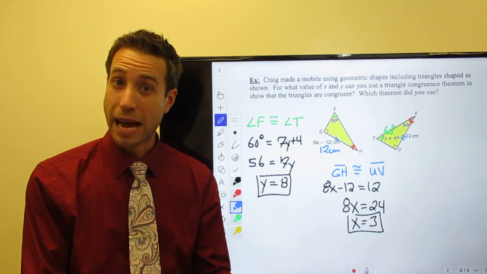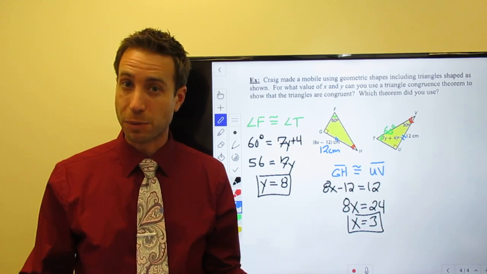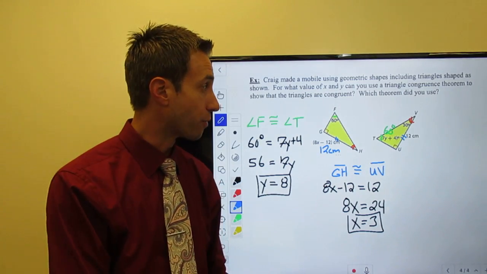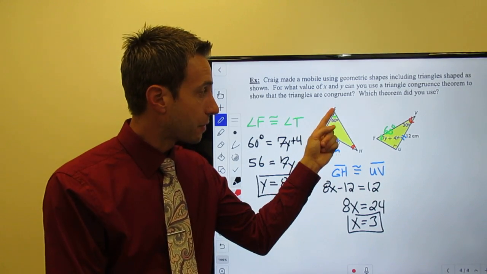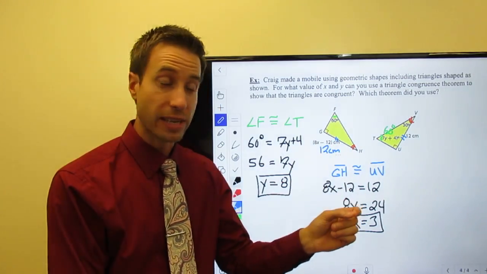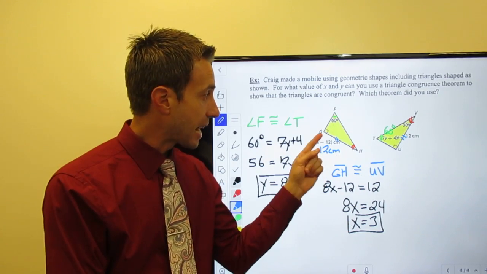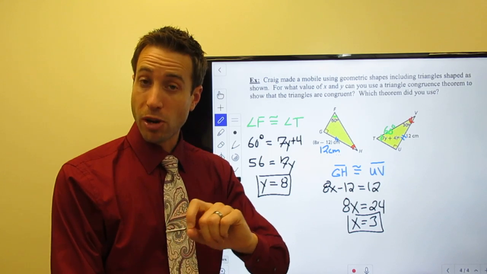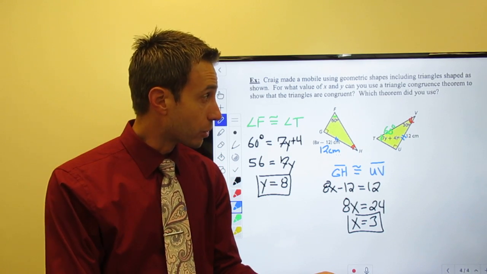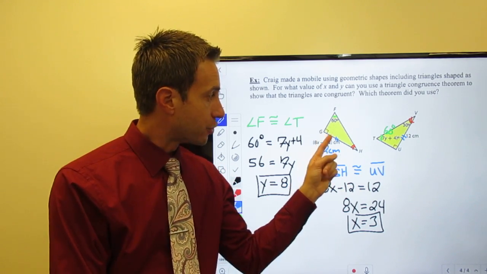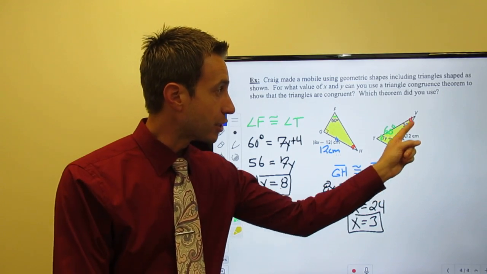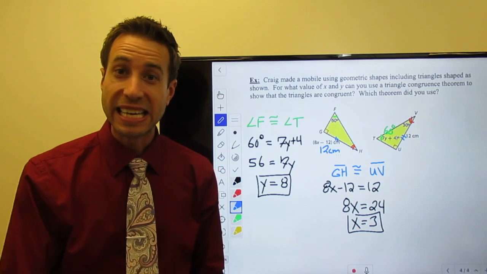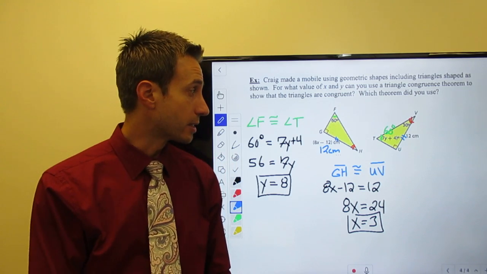Okay, now, do I have enough to prove these two triangles are congruent? Here's what I've got so far. I've got that angle F and angle T are corresponding and congruent. I've got that angle G and angle U are corresponding angles and congruent, and I have side GH and side UV corresponding sides, and they're congruent. Is that enough to prove congruence?